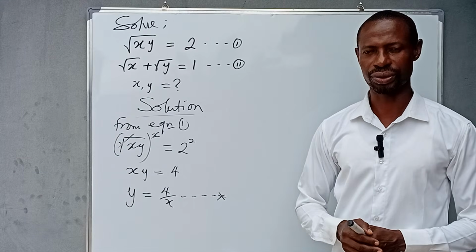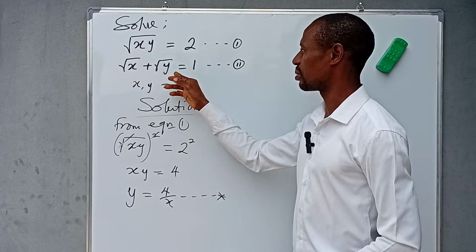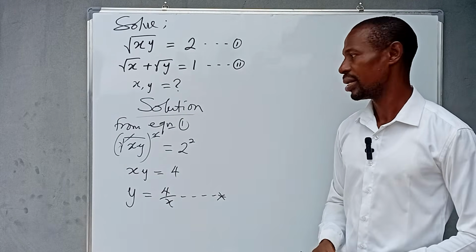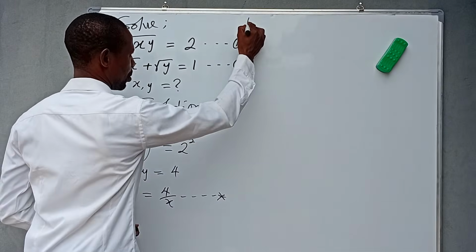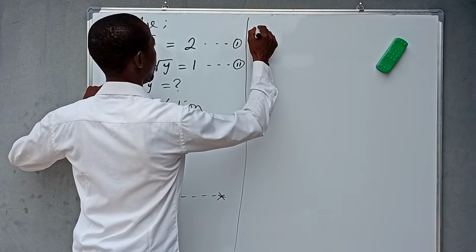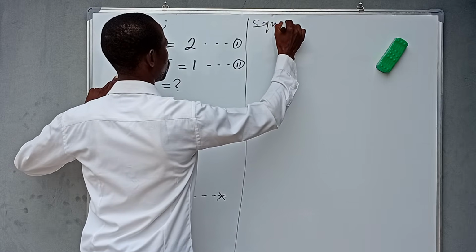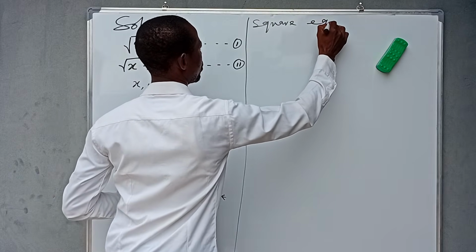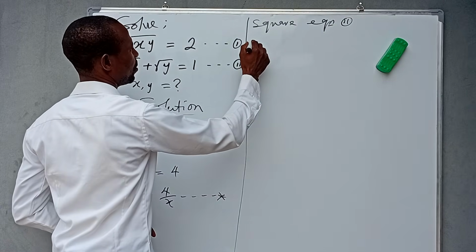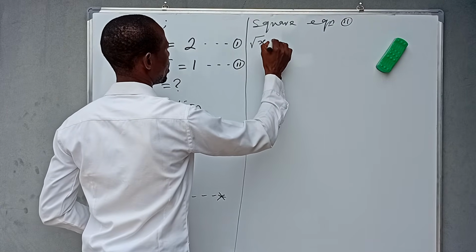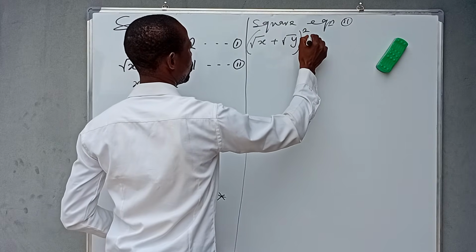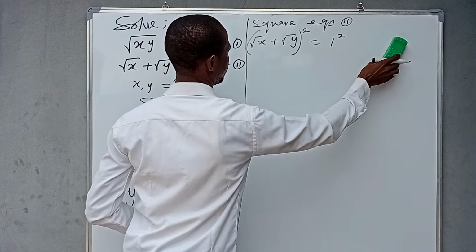How do we handle equation 2? We also have square root radicals here, so we also have to eliminate them. So we say square both sides of equation 2. This is going to give us the square root of x plus the square root of y, all raised to the power of 2, equal to 1 to the power of 2.